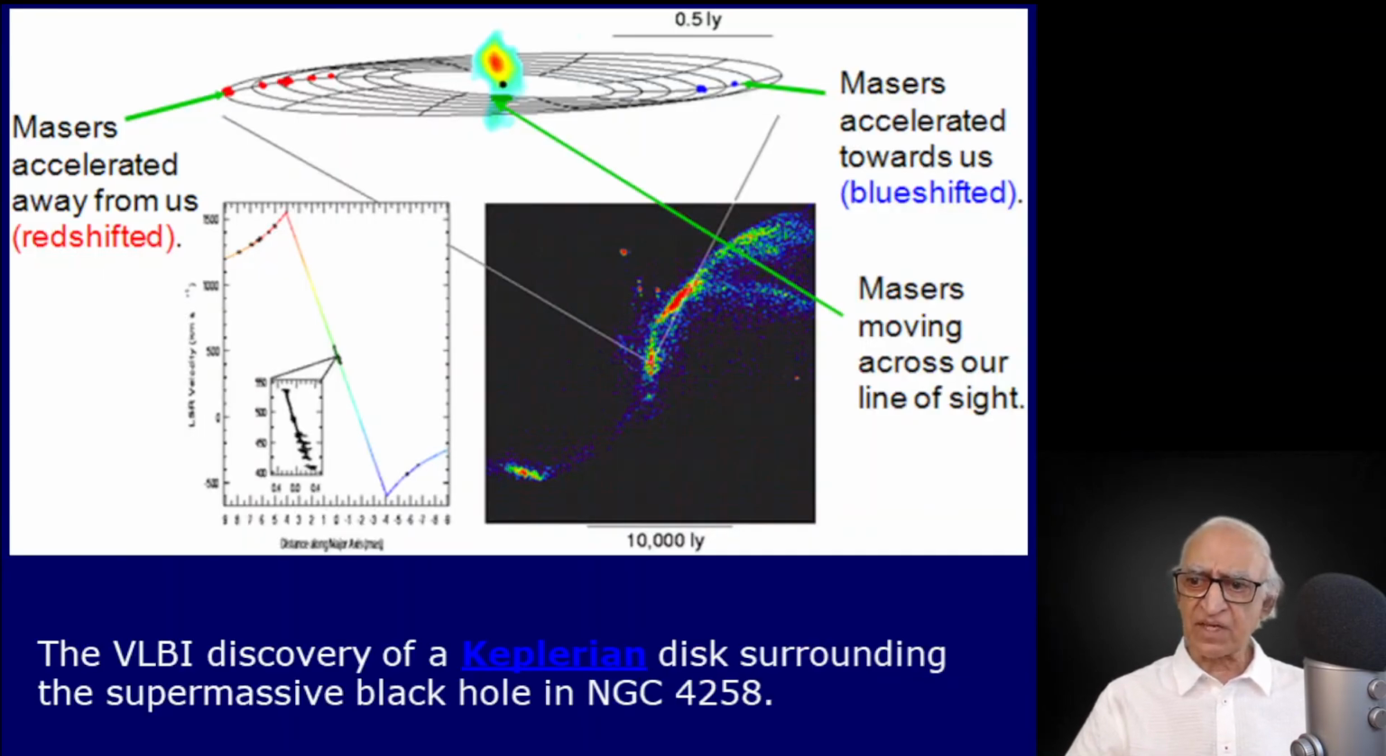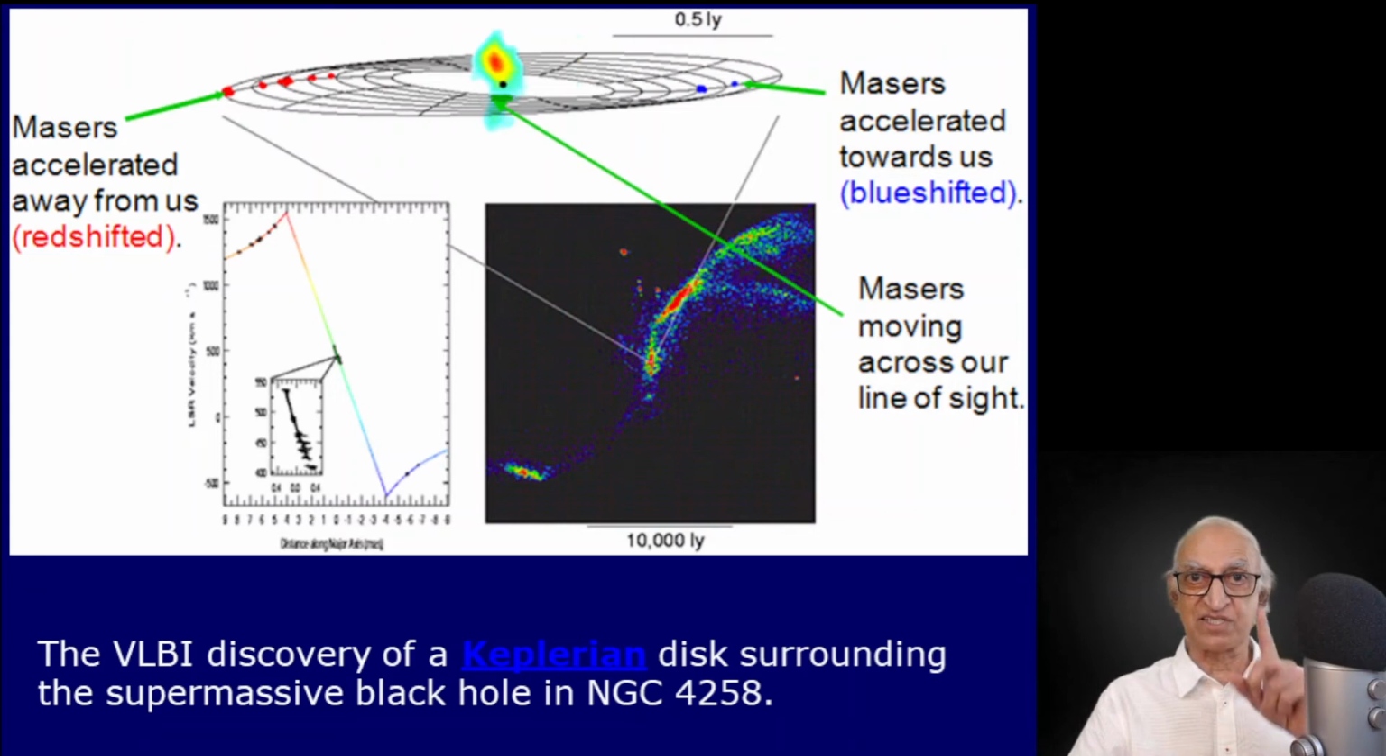And here in the galaxy NGC 4258, there is a supermassive black hole over there, and this is the accretion disk, and you have a very large number of water vapor masers in this. All these dots are masers. These dots are red-shifted frequency. These are blue-shifted. That means the accretion disk is rotating. One set of masers are moving away from you. Other set of masers are coming towards you.